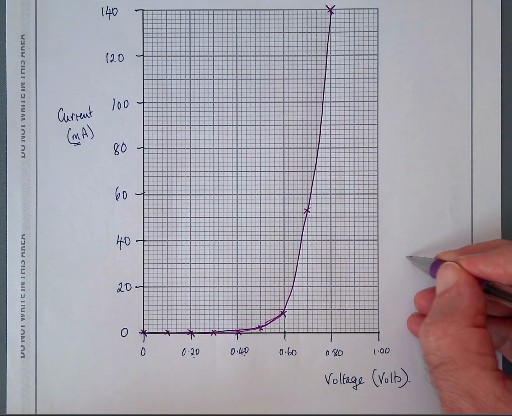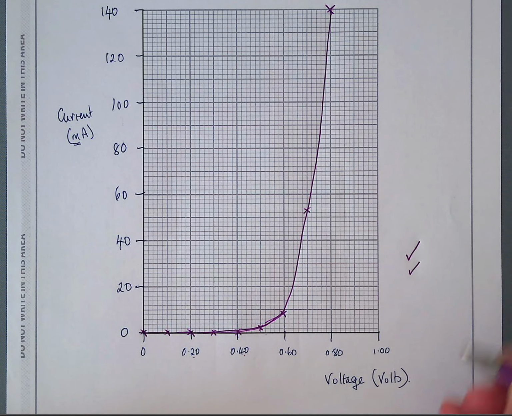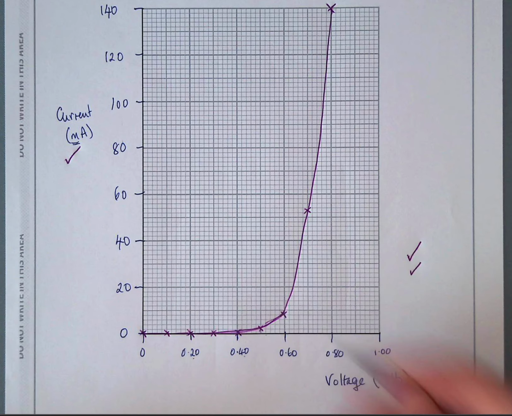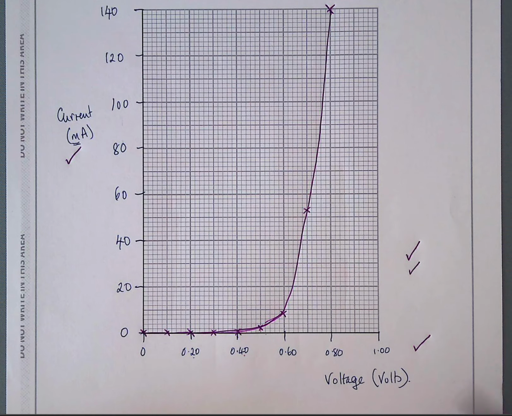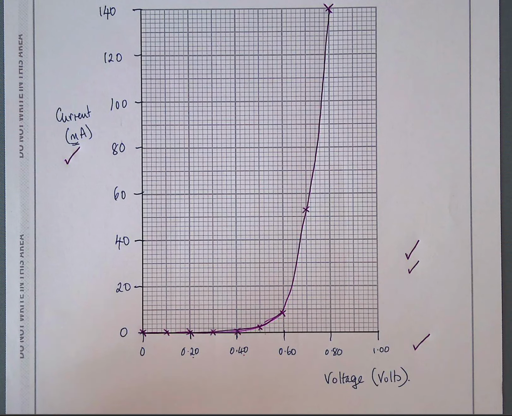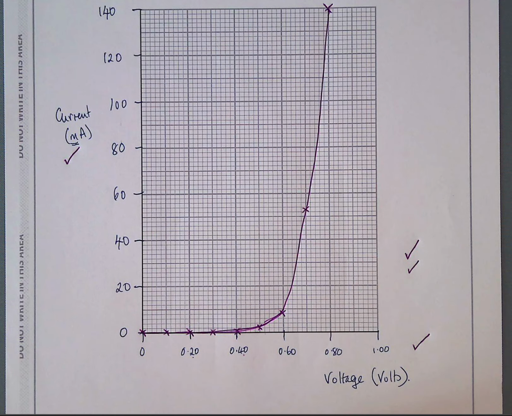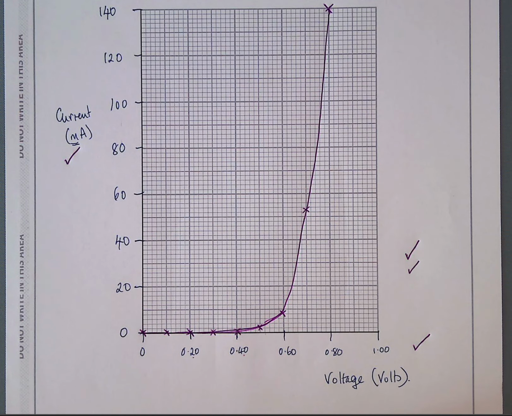So I get the one for the curve of best fit. My plotting is definitely accurate. I've got the units on both scales and the scale is good on both. So I've got 4 marks, okay? And then state the name of this thing. It's a diode, okay? It could be an LED, a light emitting diode, or a diode.